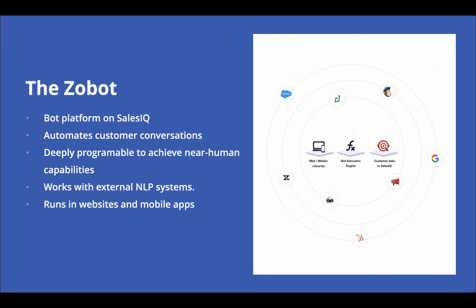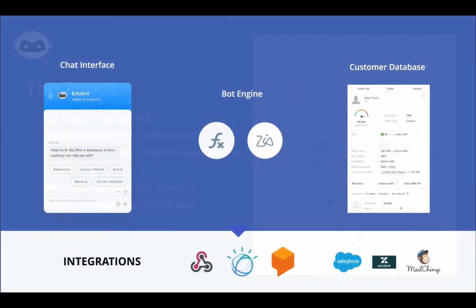So first, let me tell you how the Zobot is built. There's a chat interface for user interactions on the website or mobile application. This is where hundreds of message exchanges take place between the Zobot and the visitors who land on your website. Then it has a bot engine where you can design the Zobot to work as per your business needs. This is where the functionalities of the bot or its working are defined. So the bot engine basically defines the flow of the bot.